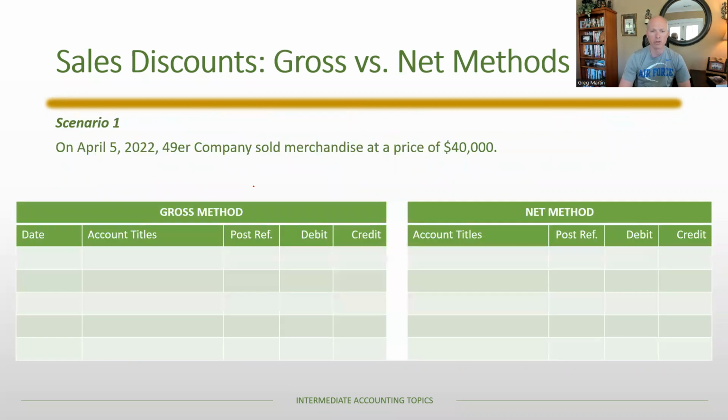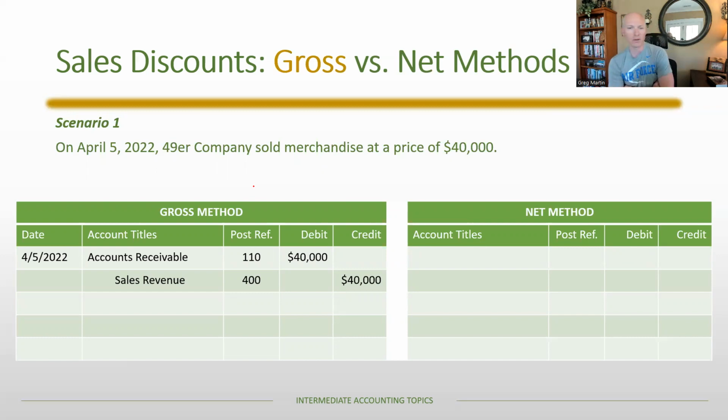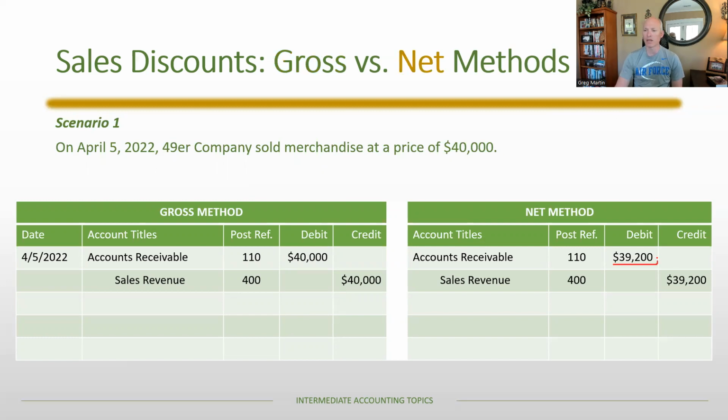And so let's walk through the two different methods. So we have the gross method on the left and the net method on the right. And so let's record the initial sale of $40,000. With the gross method, you record the sale for the full amount, $40,000. Whereas with the net method, notice you record it assuming that the discount is going to be taken. And so $39,200 is a 2% discount off the $40,000. So we're at 98%. And so that's what they would record initially using the net method.